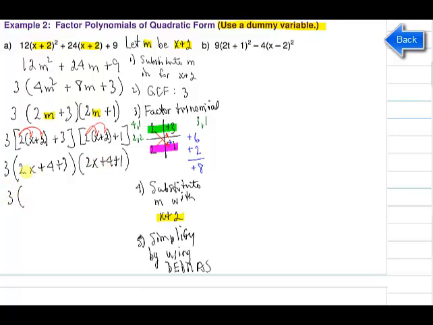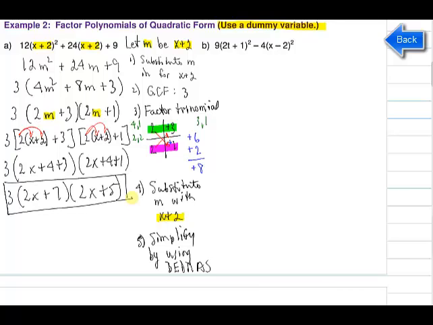So in the first one, I get 2x plus 4 plus 3 is 7. And in the second bracket, I'm going to go 2x plus 4 plus 1, which is 5, so 2x plus 5. And you have finished factoring.